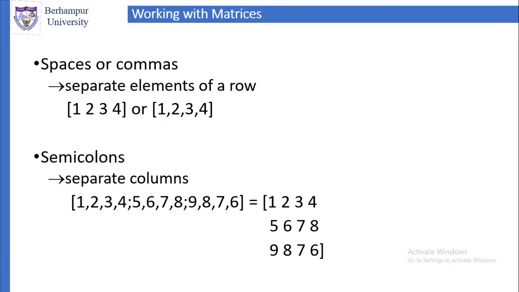Then we'll go to the next row, 5, 6, 7, 8 semicolon. So again you go to the next row, 9, 8, 7, 6. So this is how you will represent columns and rows in a matrix when you are working with matrix.